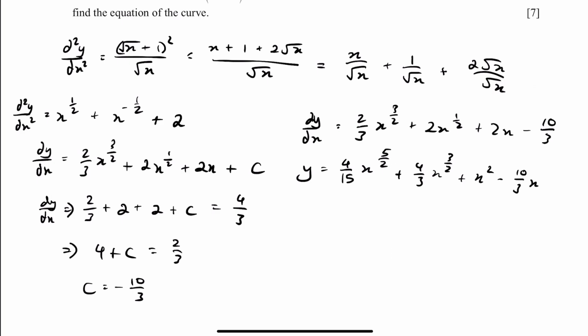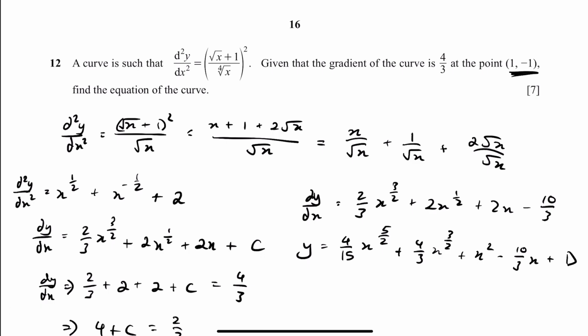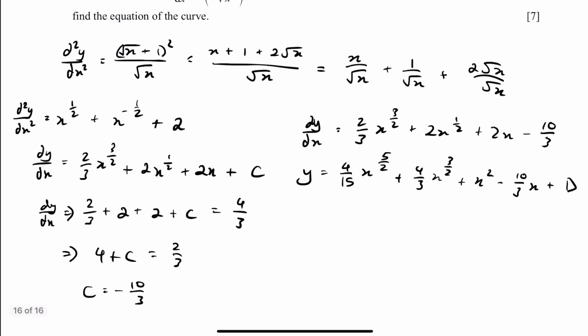I'm just going pretty fast with this integration. And then we're going to have another constant. Let's call it d this time. So this time, we have the point 1, comma, negative 1 to go off of. So we can just substitute this in here. So you get negative 1 is equal to 4 over 15. Again, 1 to the power of anything is just 1, and multiplying that by the coefficient just gives you the coefficient. So I'm going to ignore that 1. Plus 4 over 3 plus 1 minus 10 over 3 plus d.